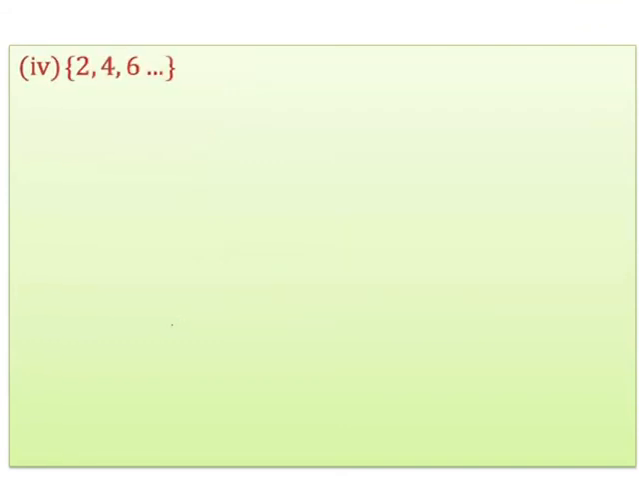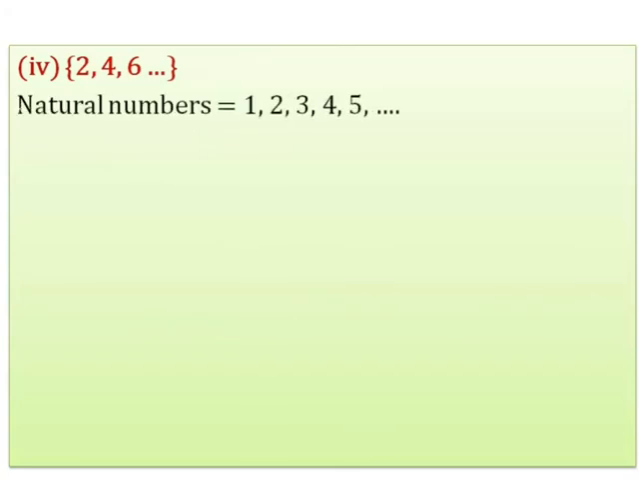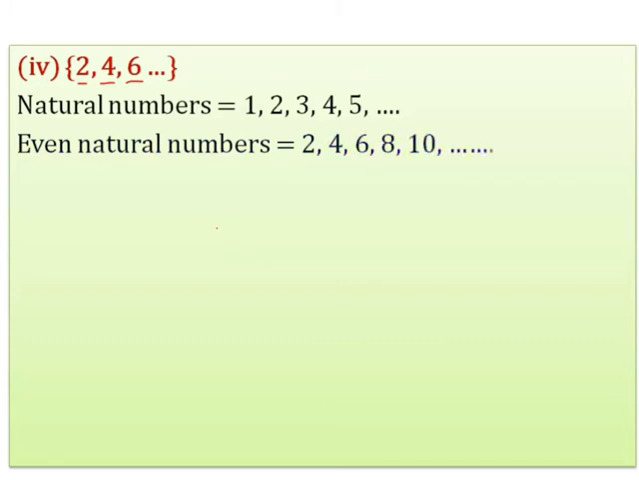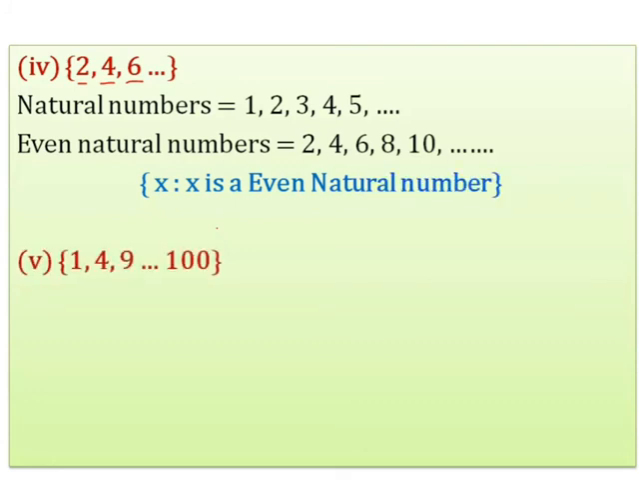Now we are going to solve the next problem: 2, 4, 6. See, the natural numbers start from 1, 2, 3, 4 and so on. Here they have given 2, 4, 6. These are even numbers, so we can say they are even natural numbers. Even natural numbers are 2, 4, 6, 8 and it goes on to infinity. So we can write this in the set builder form as x such that x is an even natural number.